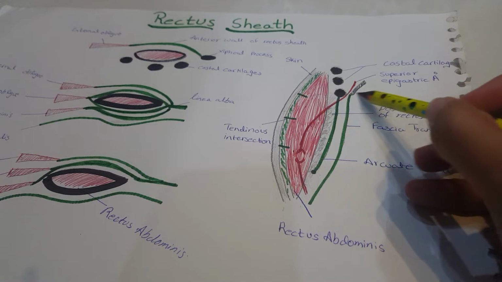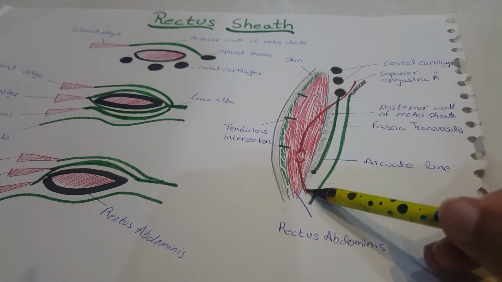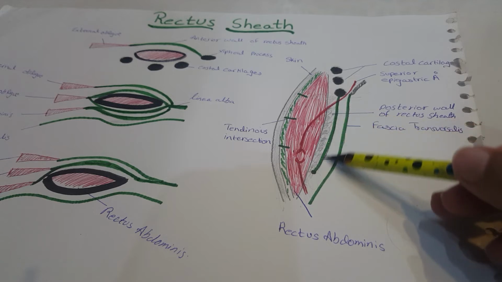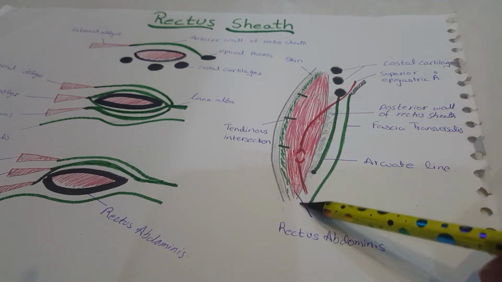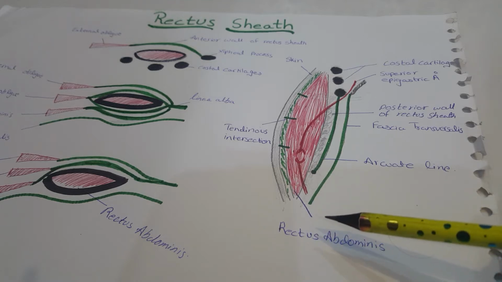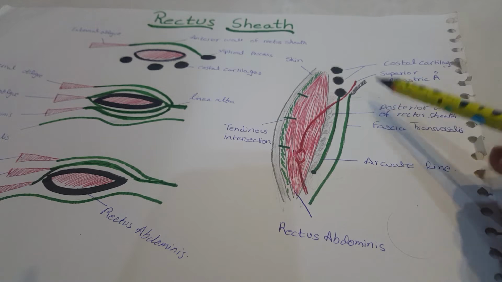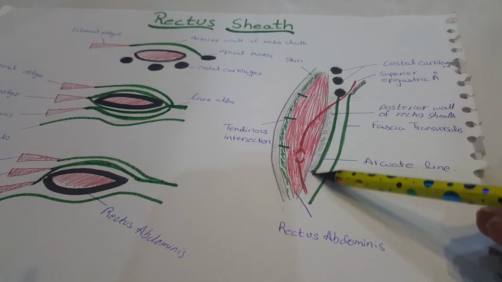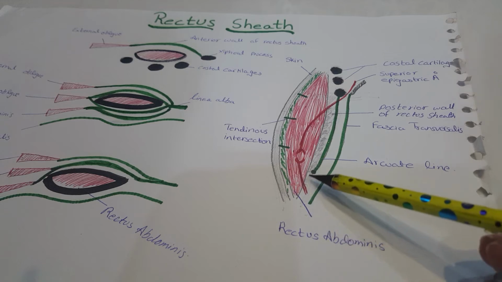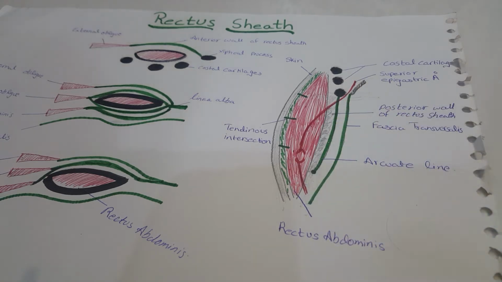At the level of the costal margin, between the costal margin and arcuate line, and formation of the rectus sheet below the arcuate line. So we are going to discuss the formation of rectus sheet at the level of the costal margin, between the costal margin and the arcuate line, and below the arcuate line. So 3 levels are discussed for the formation of the rectus sheet.